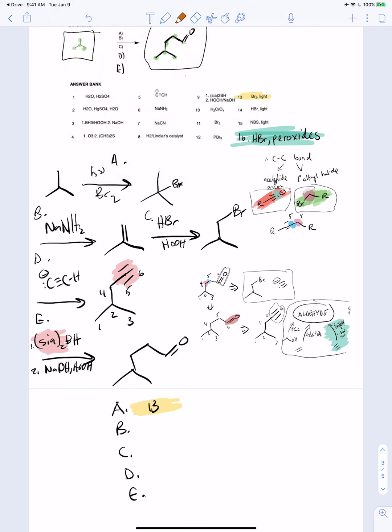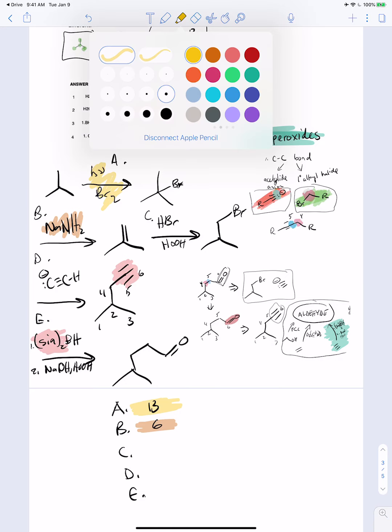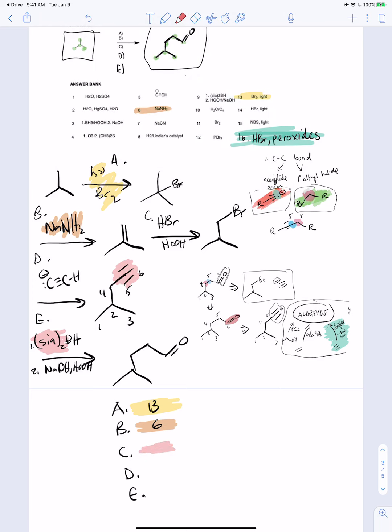And then let's see, what are we going to put in for B? B is the sodium amide. So I want to find that. That's going to be 6. So I'm going to put that down here. And then when I go to C, I'm trying to find HBr and peroxide. I've written it out as hydrogen peroxide, but obviously this also counts as peroxide. So that's going to be number 16 that I enter in.